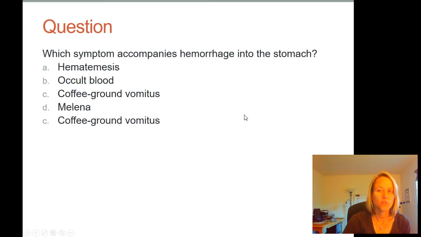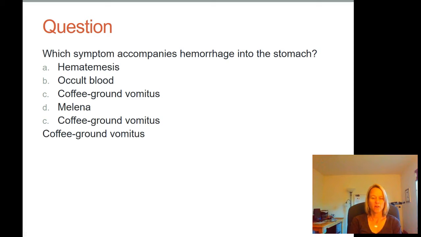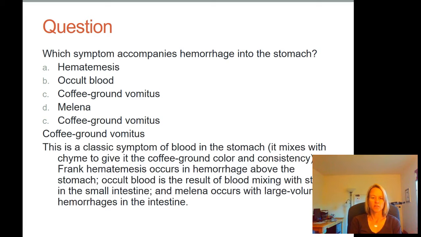Next question. Which symptom accompanies hemorrhage into the stomach? Coffee ground vomitus. That is a classic symptom of blood in the stomach. It mixes with the chyme to give it a coffee ground color and consistency.